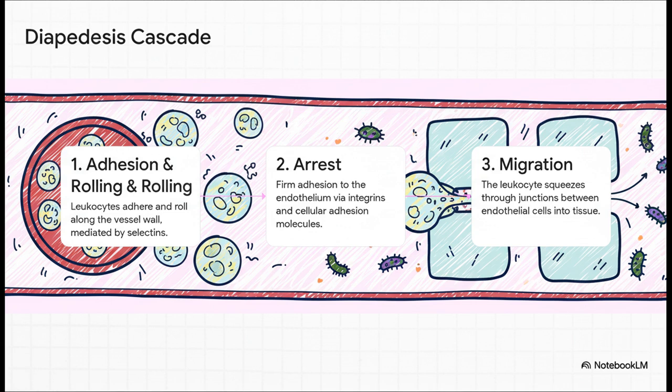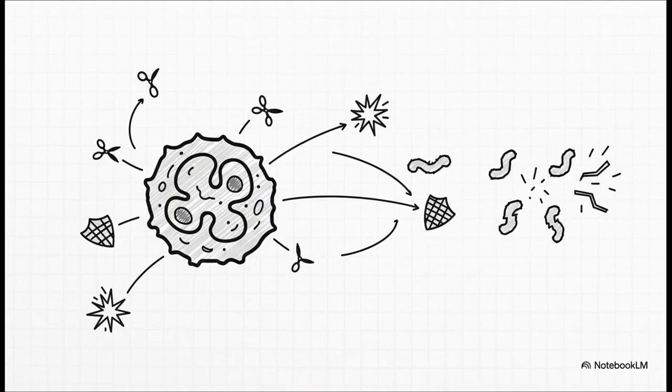And finally, and this is amazing, it performs an incredible feat of contortion, squeezing itself between the endothelial cells to get into the infected tissue. And once it gets to the target, you better believe the neutrophil is well armed. It doesn't just swallow pathogens. It unleashes a chemical storm from its granules, using all these destructive enzymes and free radicals to just obliterate bacteria.